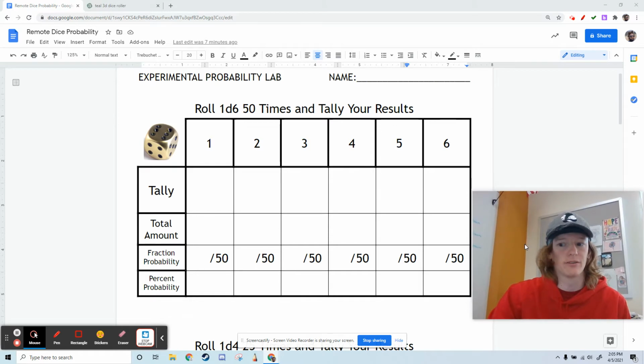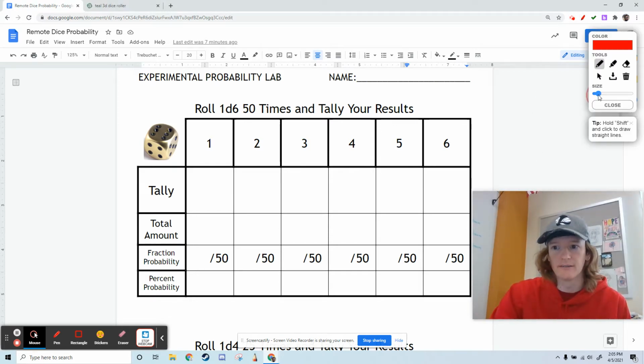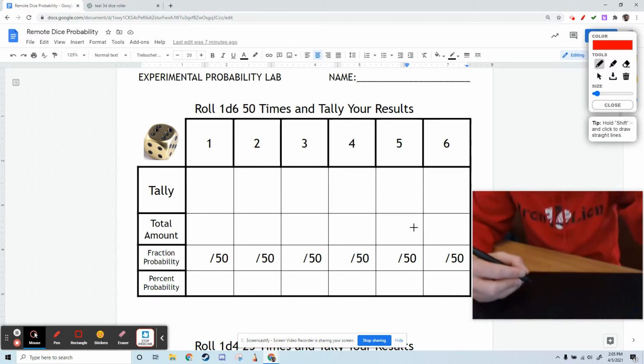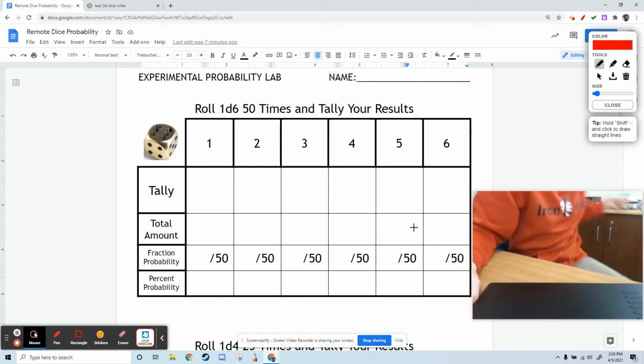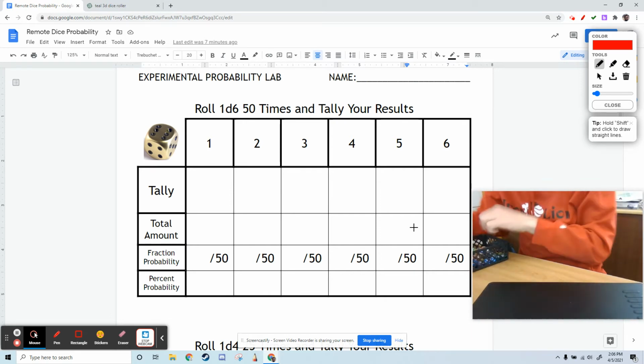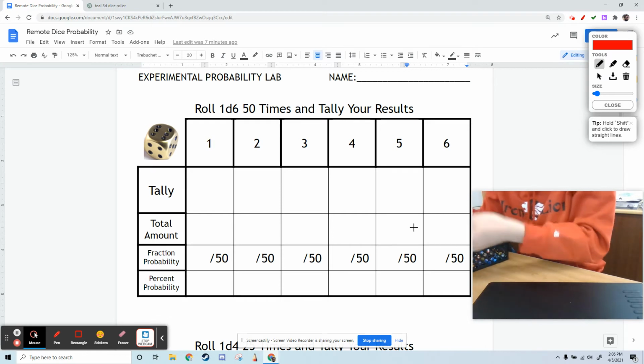I am not going to do all 50, okay? I don't want to spend forever doing this lesson. I'm just going to model how we would do it. So I'll lower my camera here, and I'm going to roll. In fact, I'll roll quite a few of them all at the same time. I'll roll 5.